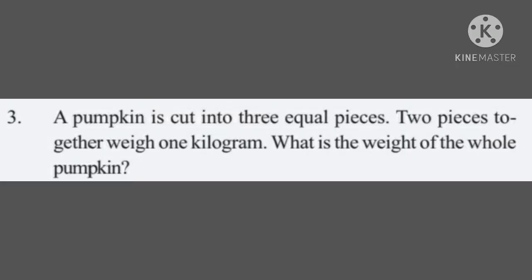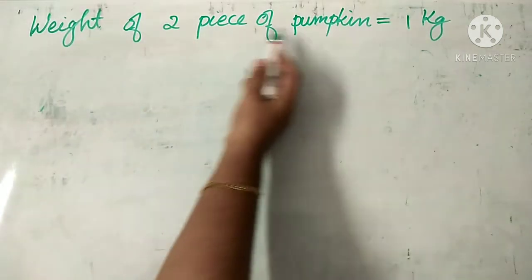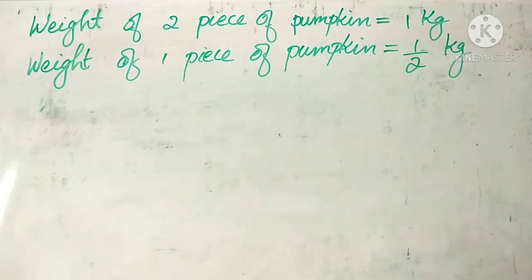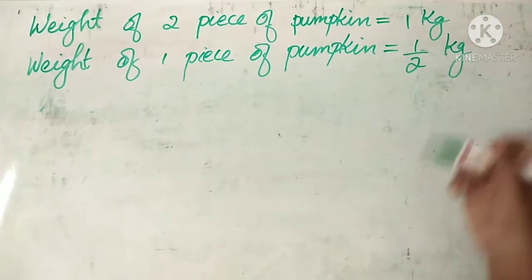Next question. A pumpkin is cut into 3 equal pieces. 2 pieces together weigh 1 kilogram. What is the weight of the whole pumpkin? The question says that a pumpkin is cut into 3 equal pieces and weight of 2 pieces of pumpkin is given. From this we can say that weight of 1 piece of pumpkin is equal to 1 by 2 kilogram.